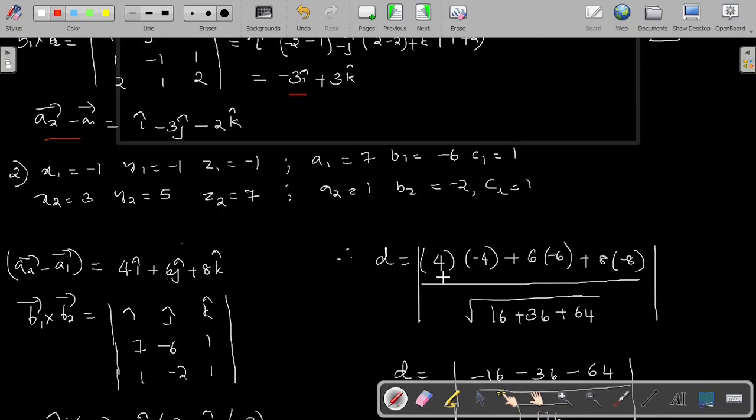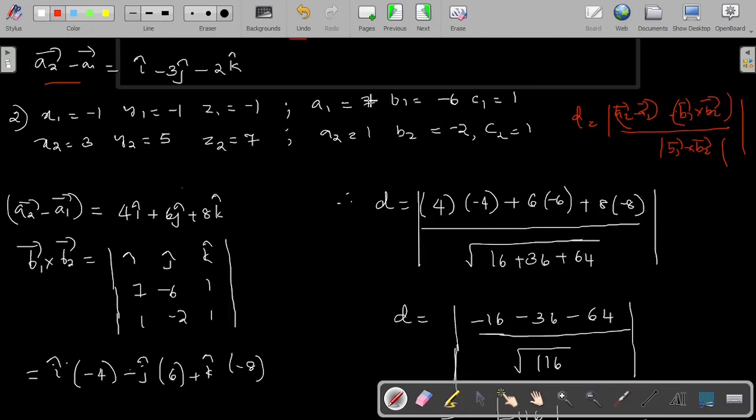So now we have the formula, that is d equal to a2 minus a1 vector dot b1 cross b2 divided by magnitude of b1 cross b2. This is the formula. So find out first what is a2 minus a1. This is not a2 vector minus a1 vector; this is vector b1 and this gives you components of vector b2. Now this a2 minus a1 we want. So you have to subtract these components, x2 minus x1, y2 minus y1: 3 minus of minus 1 is 4 i cap, 5 plus 1 is 6 j cap, 7 minus of minus 1 is 8 k cap.